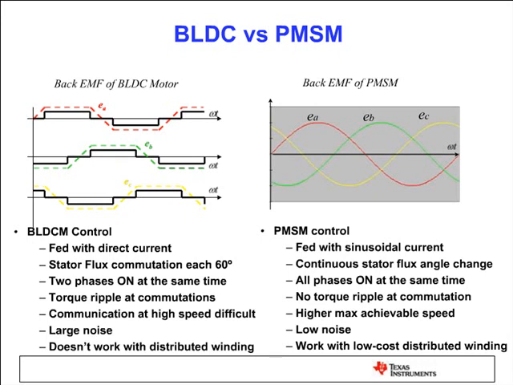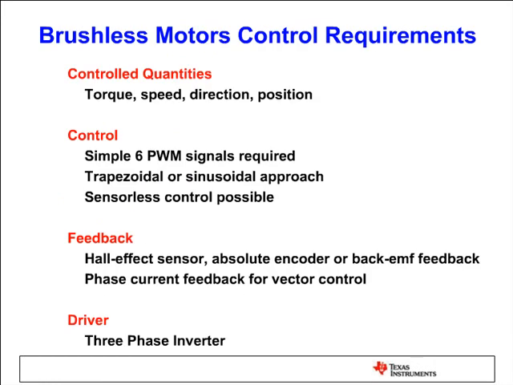Okay, these brushless PM motors, both PMSM and BLDC, are used to control torque, speed, direction, and position. In order to control the PM motors, we use traditional three-phase inverters, which means that 6 PWM switches are used. And we can apply trapezoidal and sinusoidal approaches. PMSM is run using the sinusoidal approach. BLDC can run either trapezoidal or sinusoidal.